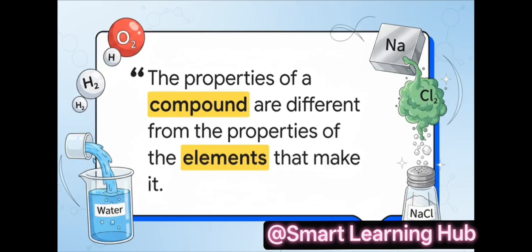Just think about it for a second. You take hydrogen and oxygen, two gases you can't even see, and they combine to make liquid water, something you can drink. Or get this. You take sodium, which is a soft, shiny metal that explodes in water, and you combine it with chlorine, a poisonous green gas. And what do you get? You get table salt, the stuff you sprinkle on your food. The compound is absolutely nothing like the elements that make it up.